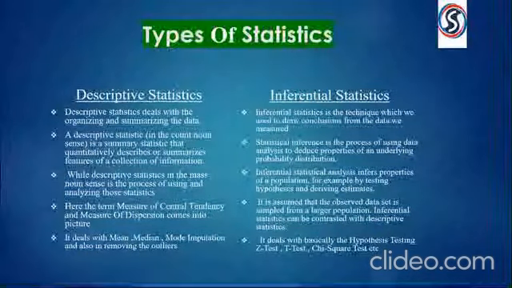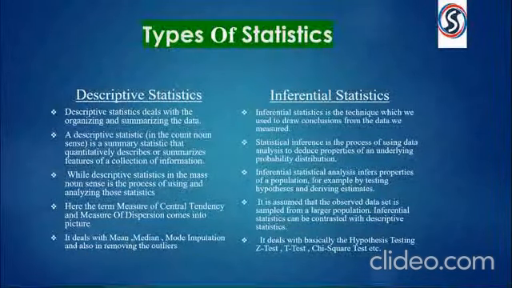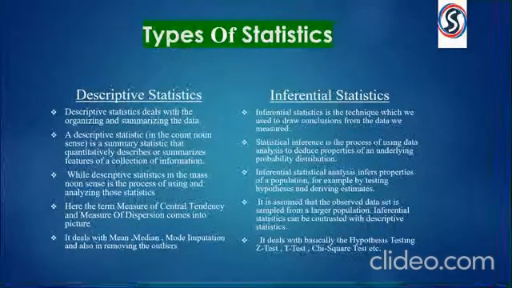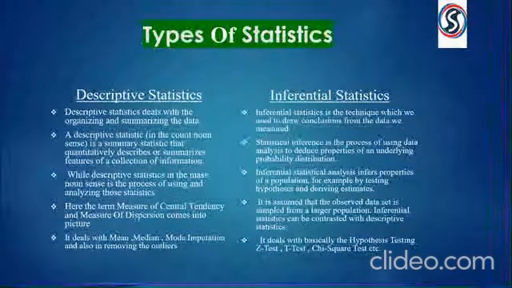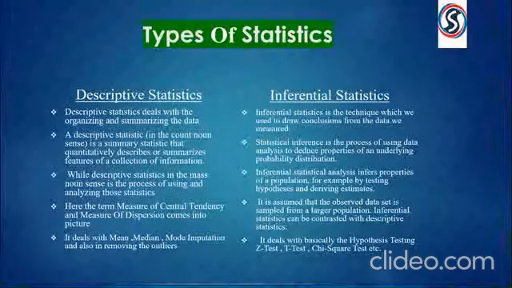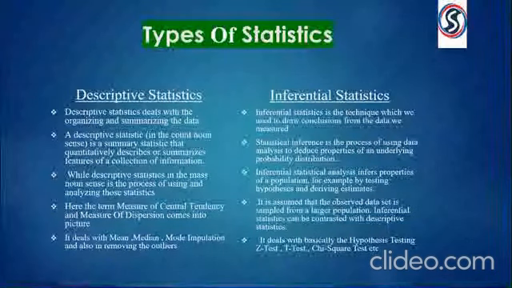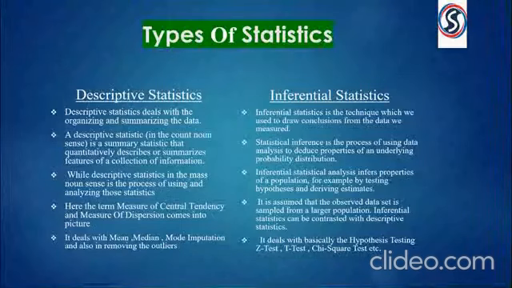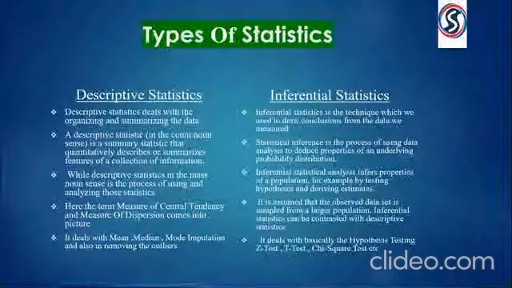Inferential statistics analysis infers the properties of a population, for example, by testing hypotheses and deriving estimates. It is assumed that the observed data set is sampled from a larger population. Inferential statistics can be contrasted with descriptive stats. In inferential stats, the methodologies that we use, like hypothesis testing, include the Z test, the T test, and the chi-square test. So we have all of this in inferential stats.